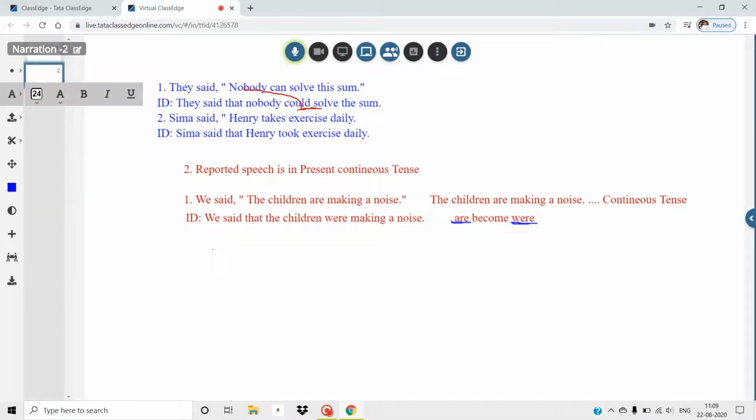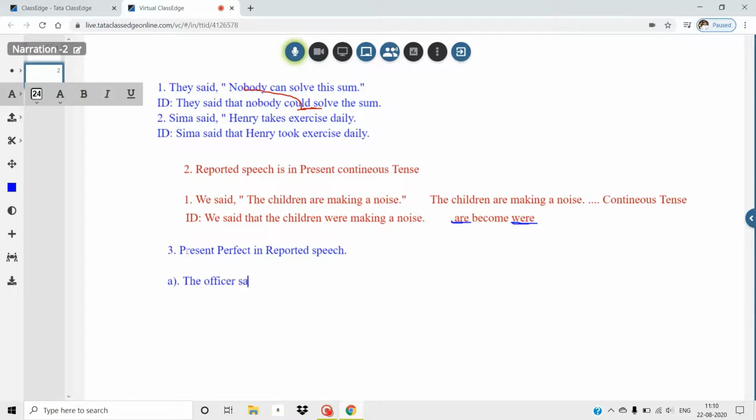Okay, now let's go to the next example. So present continuous we have seen. Now the third one we'll see: present perfect in reported speech. If the reported speech is in present perfect, then how will it be? Let us take one example.